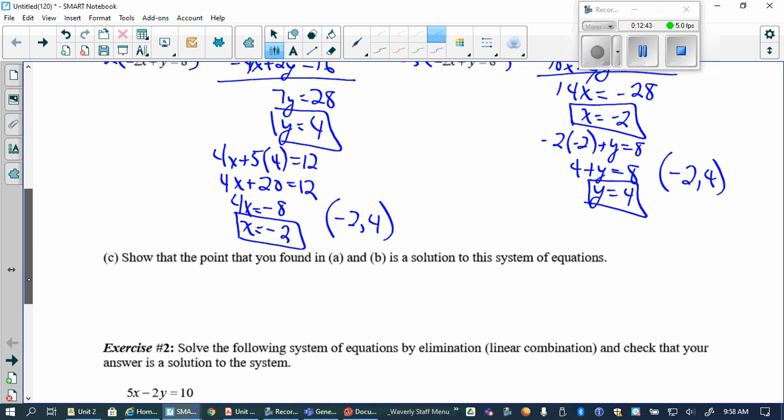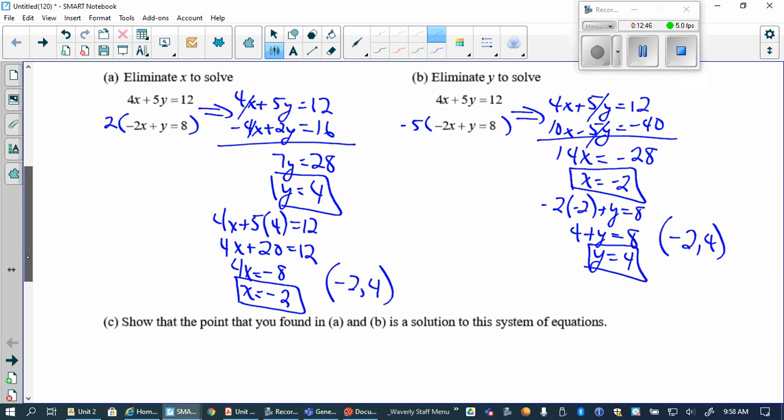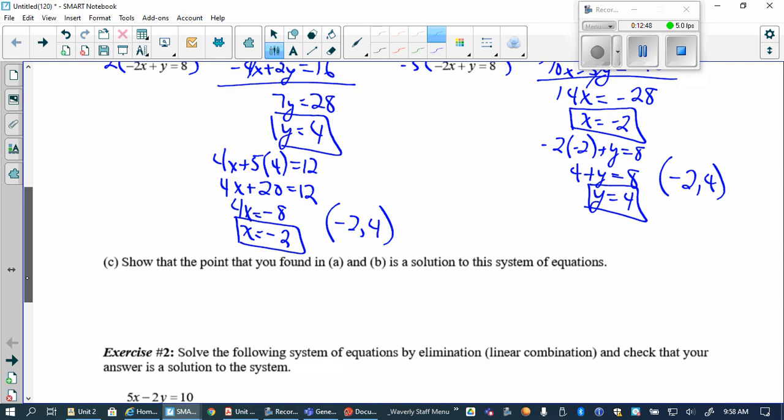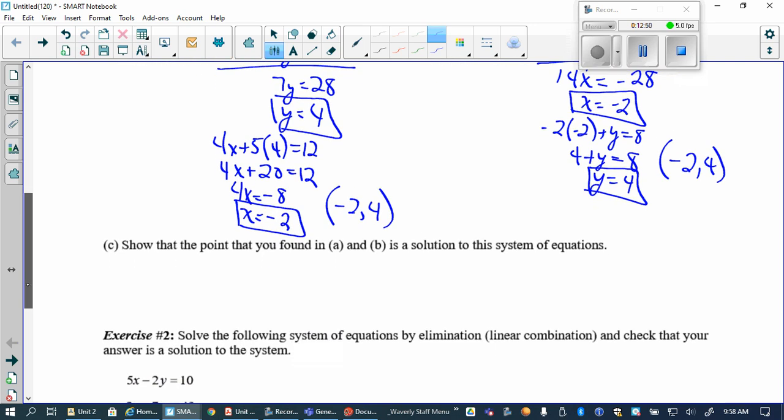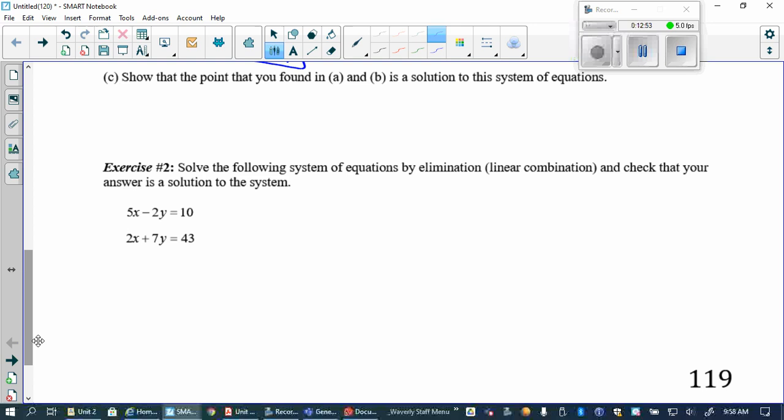Okay, show that the point you found, A and B, is a solution to the system. What are you going to do? You're going to plug it in, right? Okay, got it. So here we go, exercise 2. I want you guys to solve this. Everyone put your calculators down now. I want everyone to try and solve this one on their own, algebraically. So you're going to have to multiply one or both of the equations by something to make a variable go away.